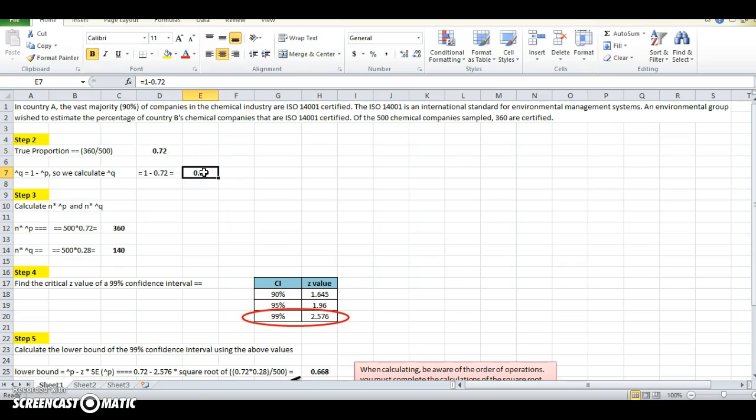Moving on to step 3, we want to calculate n times p and n times q. What does that mean? As we've mentioned before, n is the sample size. So all you're doing is 500 times 0.72 and 500 times 0.28. It gives you 360, and it gives you 140.